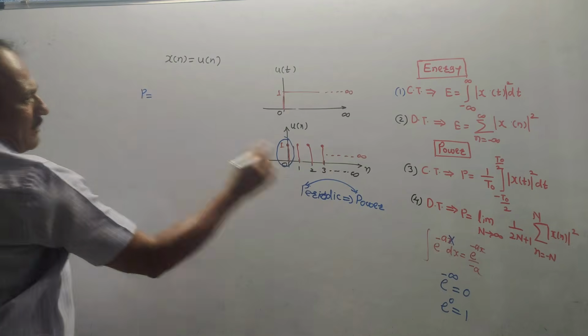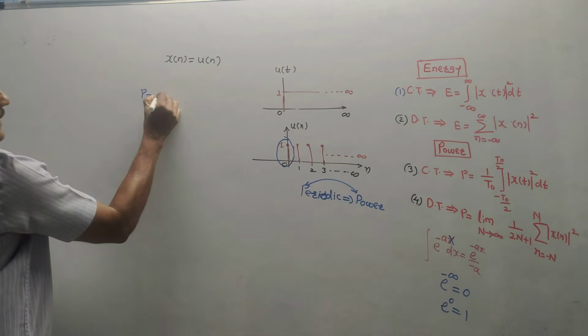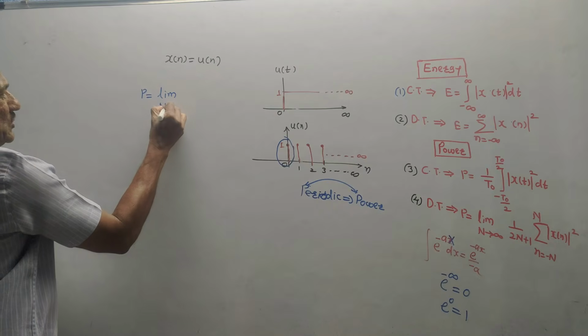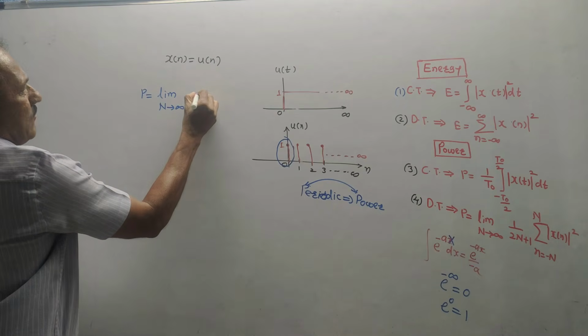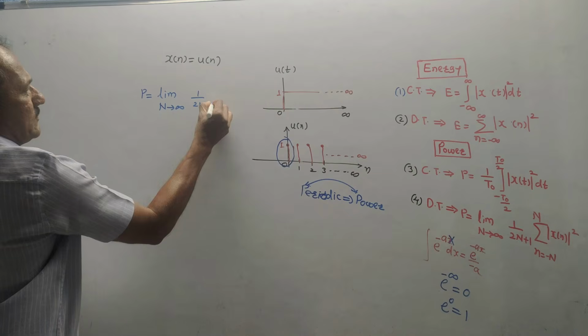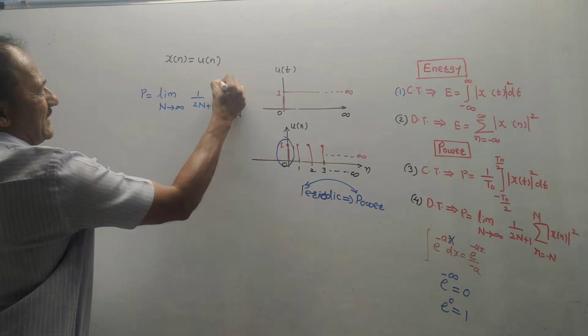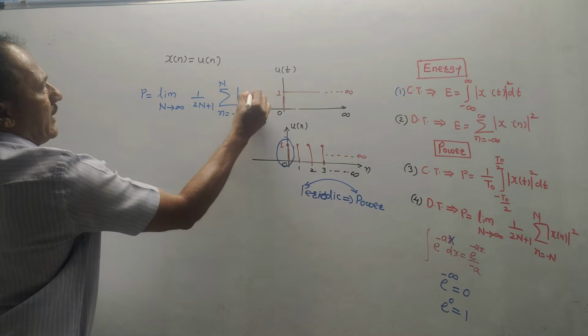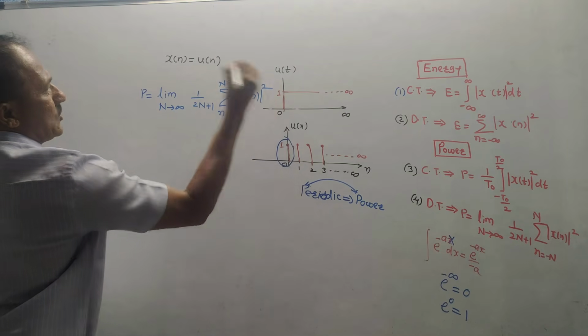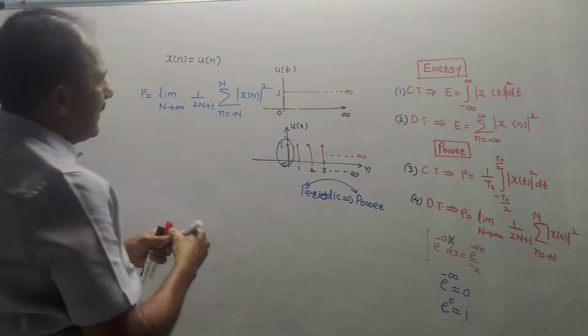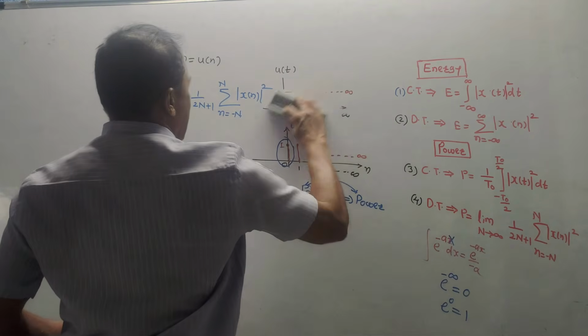P is equal to, I am using formula number 4, limit as n tends to infinity, 1 by 2N plus 1, summation n equals minus N to plus N, mod of x of n square. This is the formula related to DT signal.